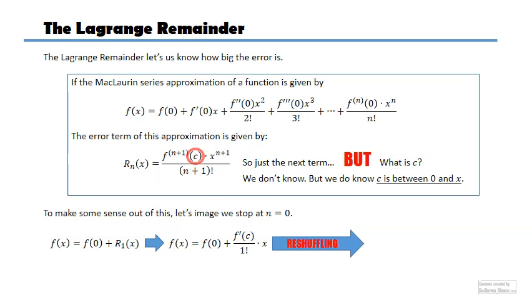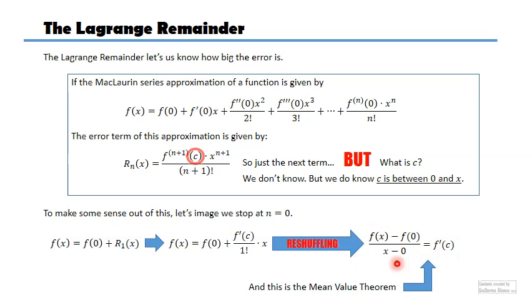If I move this around, subtracting this and then dividing by x, I'm going to end up with this thing here. And you have seen this before. This is the mean value theorem, and it works for a value of c between 0 and x. So that's kind of why this works and why we have this idea of a c being between 0 and x. It's related to the mean value theorem.